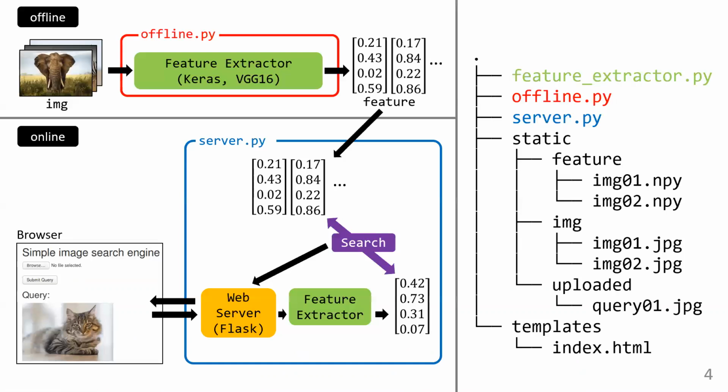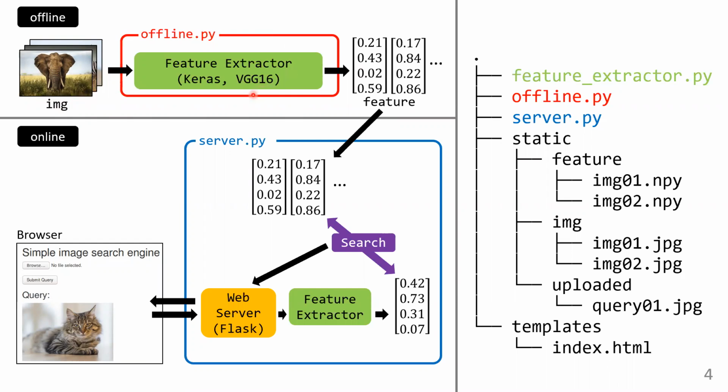Okay, so this is the whole system. On the right side is the structure of the directory. We will implement three Python files: feature_extractor.py, offline.py, and server.py. Then there's static stuff: feature, image, and uploaded directories, and this is index.html. In the offline step here, we take database images as an input, then run offline.py.